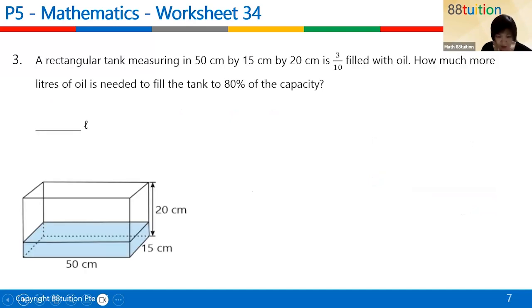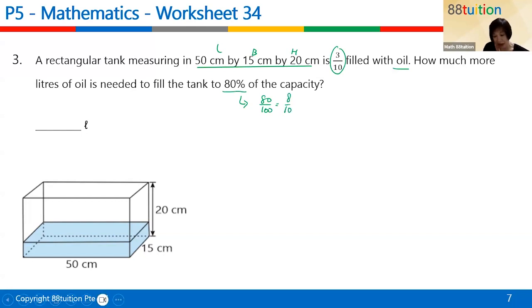Question number 3. A rectangular tank measuring this is 3/5 filled, and how much more to fill up 80% of it. So you know that there is this so-called capacity of length times breadth times height, right? And this is 3/5 filled with oil. So he wants it to be 80% of it. Now, 80% is 80 out of 100. But if I change it to the simplest form, it's actually 8 out of 10.